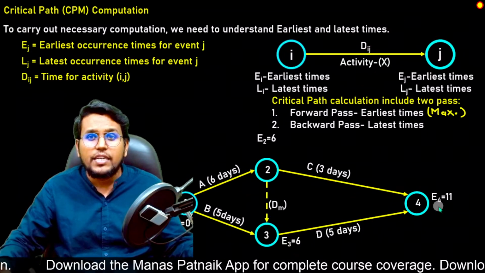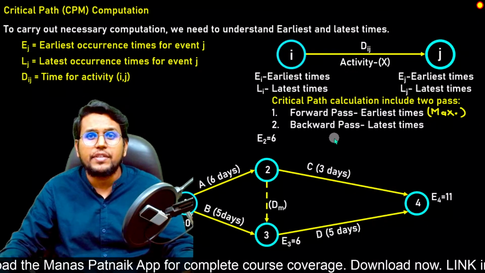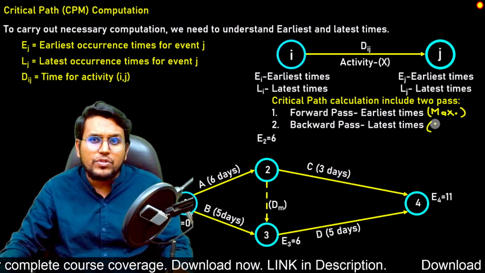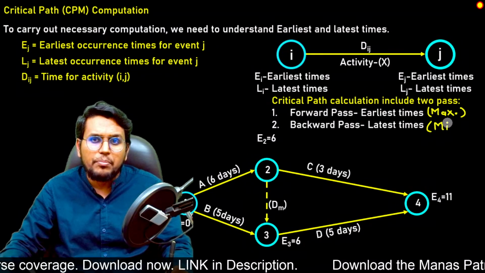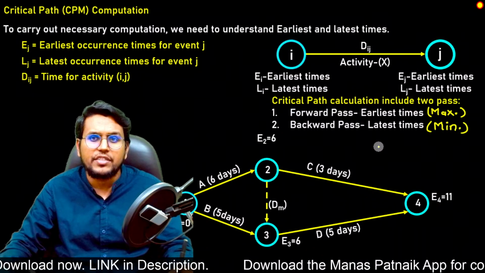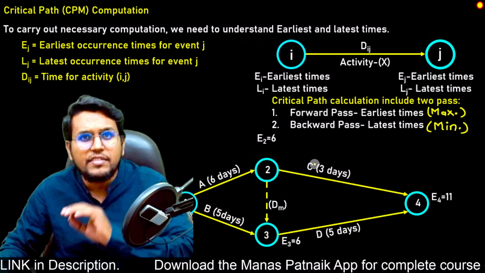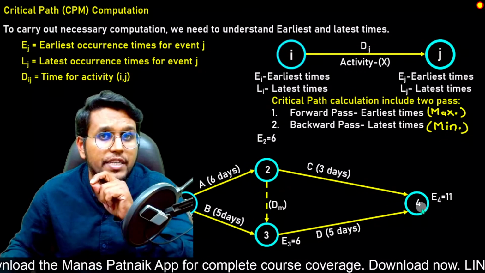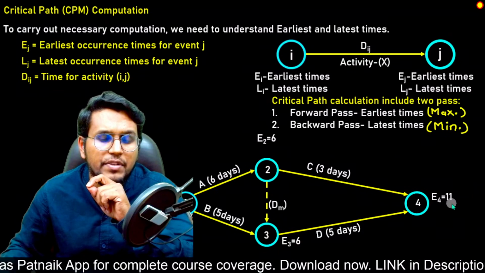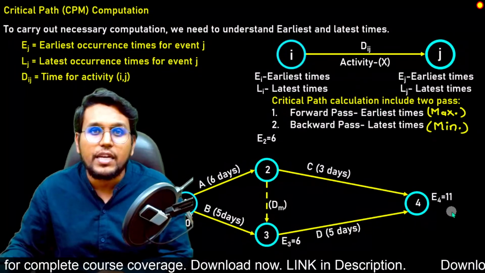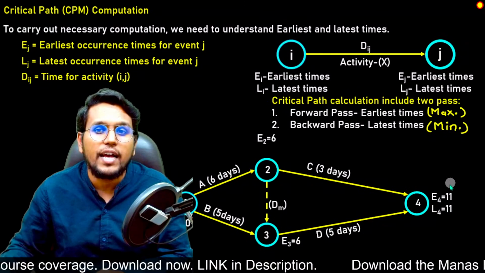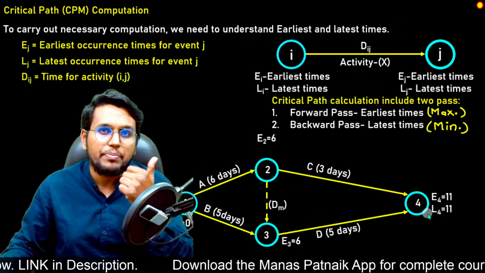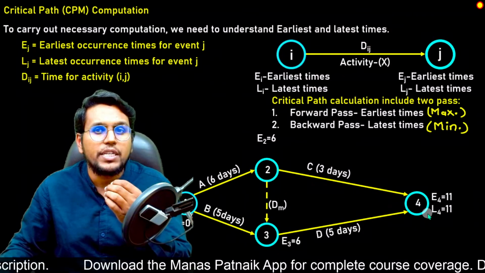Now let us move to the backward pass, where we use the latest time. Now when we are using the latest time, we will use the opposite technique. That means we will use the minimum value. So I'm writing it here, minimum. And this time, because it is a backward pass, we will start from the final node or the final event. Here E4 is 11. So by default, we will make L4, that is the latest time here, the same as this earliest time 11.